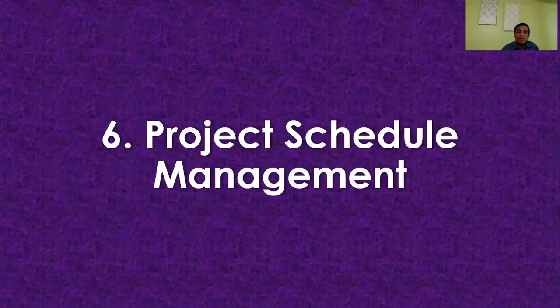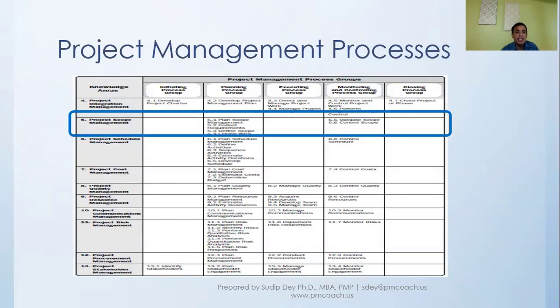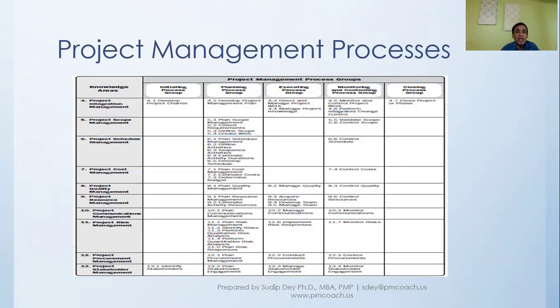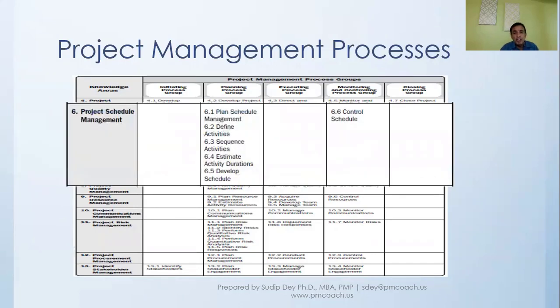So let's have a look at where we are from our process table. This is our familiar process table. And in our last session, as we have just said, we have done project scope management. There were 6 processes and we went through 2 days. Today, we are moving into project schedule management. And if we look at it closely, we'll see there are 5 processes in the planning process group and 1 in the monitoring and controlling process group.